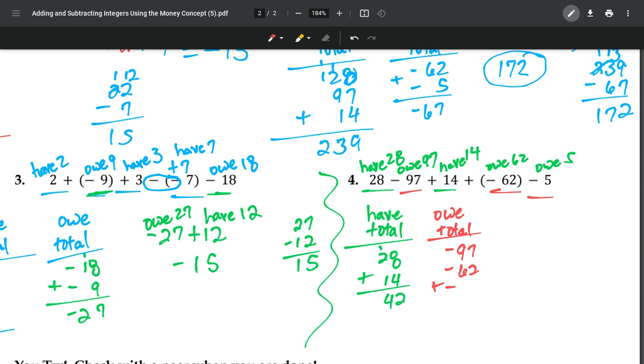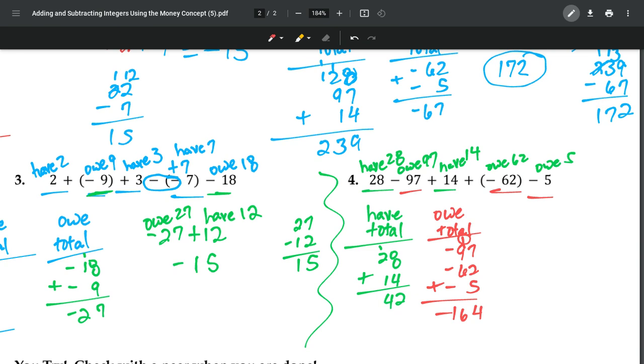Okay, 7 plus 2 is 9. 9 plus 5 is 14. Carry the 1. 1 plus 9 is 10. 10 plus 6 is 16. You owe me $164. You need to go get another job because you only have 42 to give me.